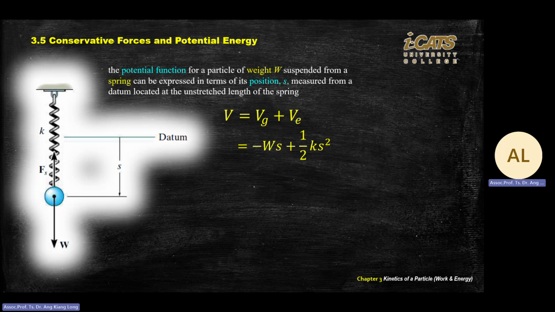Okay, the weight potential energy is minus Ws. Why? It's below the datum. It's below the datum line. That's why you get negative Ws. And the spring, no matter where the datum is, always gives you a positive value, half Ks squared.